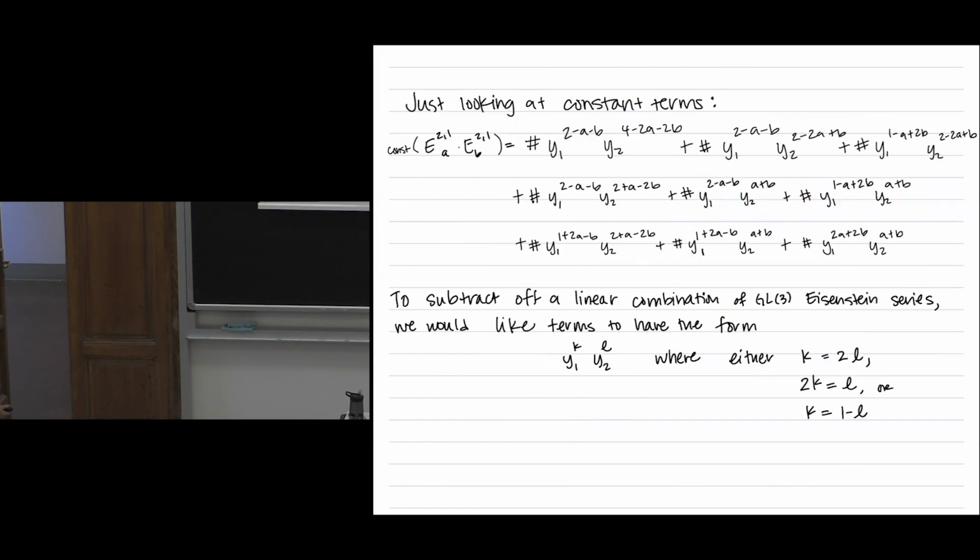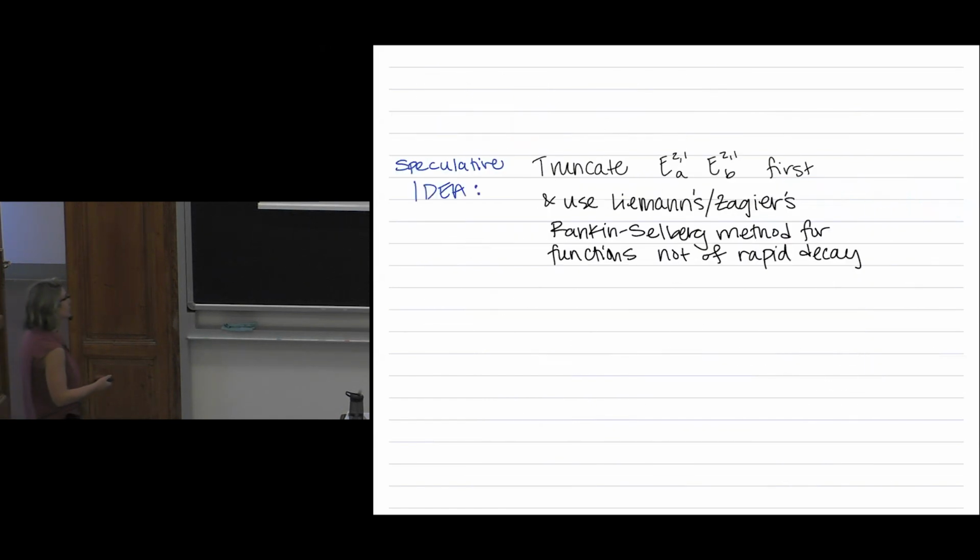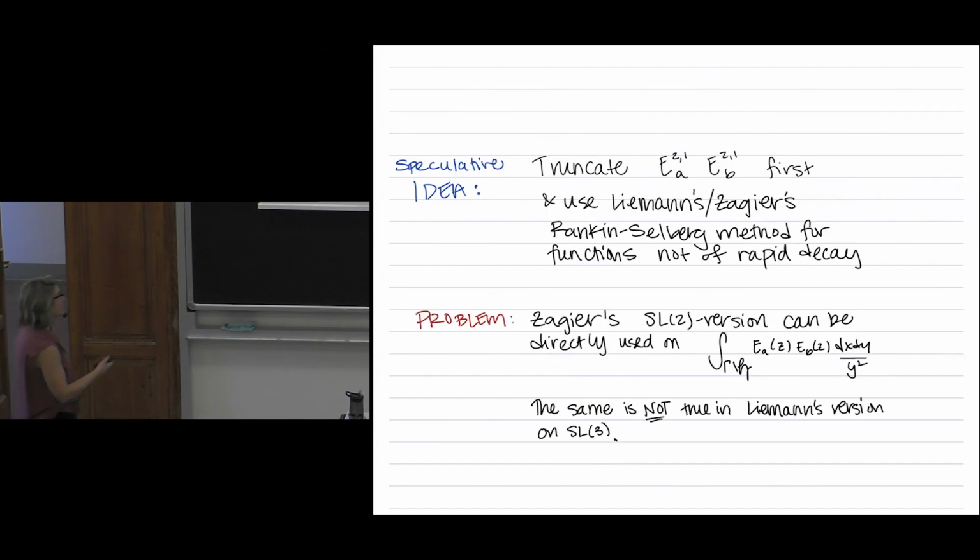And that's exactly the issue with one of the other ideas, which is to maybe truncate, and maybe focus on the Rankin-Selberg functions for not rapid decay, and on that method as a workaround with just a truncation first. And actually, the mathematician Lehman has done this, extending Zagier's rapid decay paper to SL3, in fact, in this 2-1 Eisenstein series case.